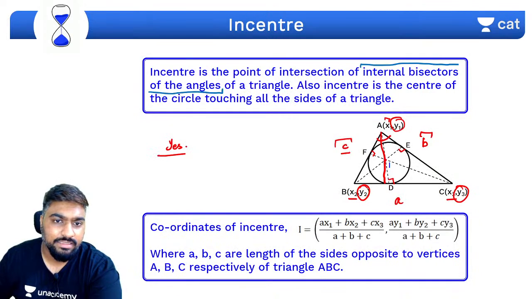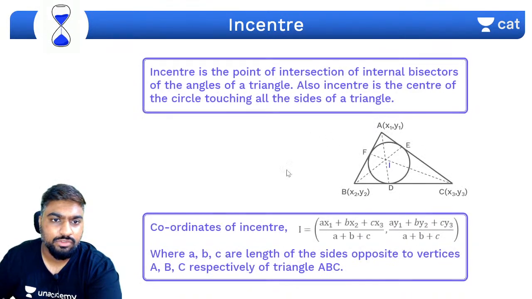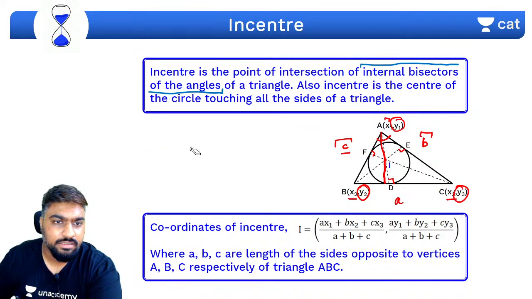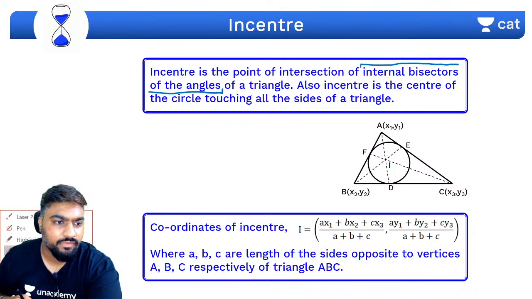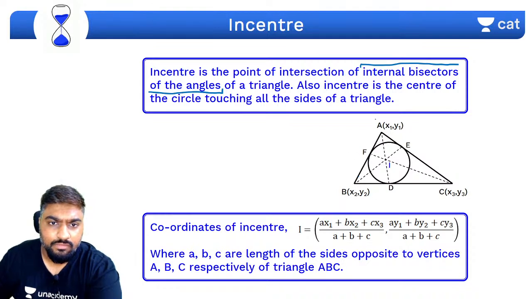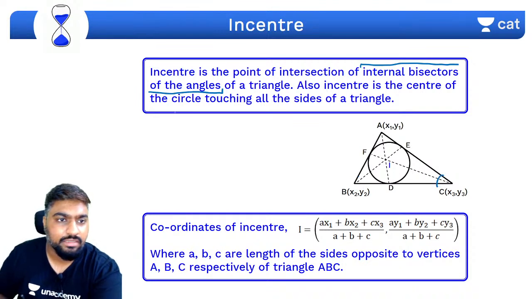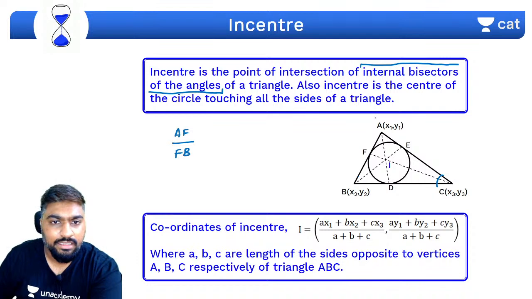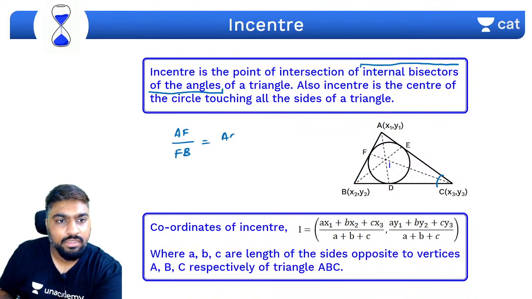Same way, if you want the ratio of this part, let's say AF by FB, what will its ratio be? This is the included angle. So AF by FB, the opposite angle is C. The included sides will be this and this, which is AC by BC. They'll be proportional.